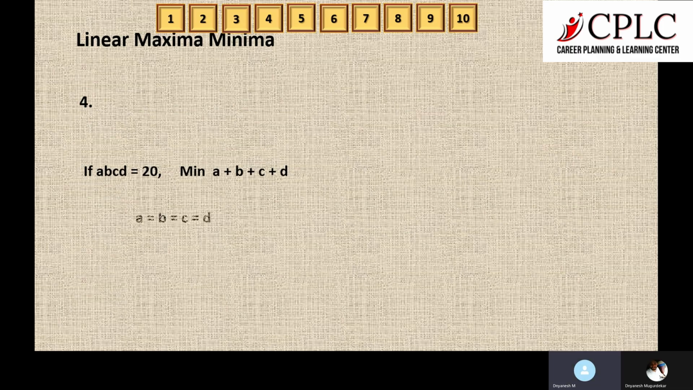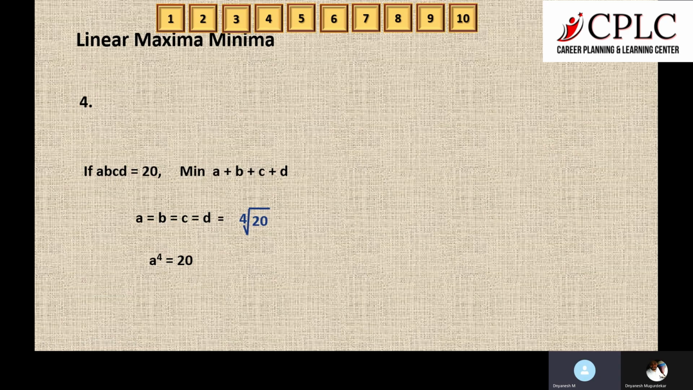So all of them are equal, यानी a is equal to b is equal to c is equal to d. That means instead of b, c, d, substitute a only. In the original product, instead of b, c, d, substitute a. So you get a raised to 4 as 20. Solve that, you will get the value of a as the 4th root of 20. So each of the numbers a, b, c, d is equal to the 4th root of 20.